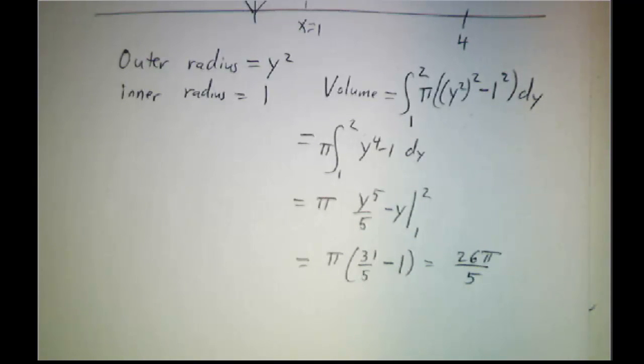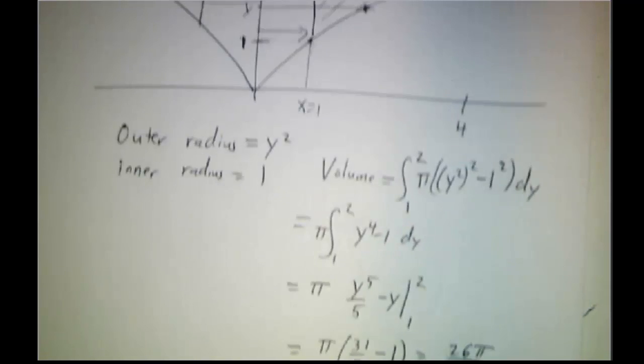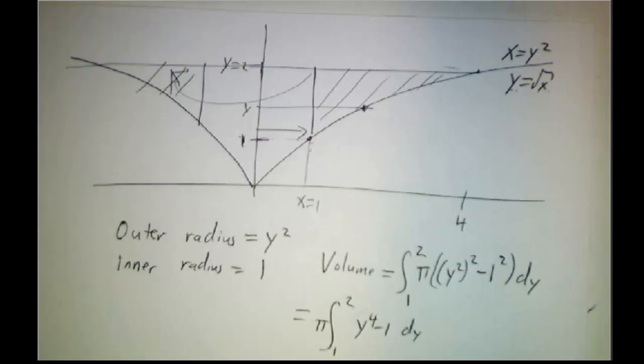Okay, there's the volume. Now, if you really wanted to slice things vertically instead of horizontally, there is a method for doing that. It's called cylindrical shells, and we'll touch on that in the next video.